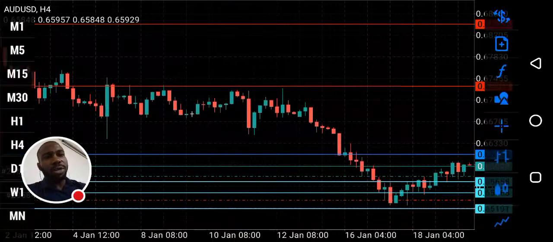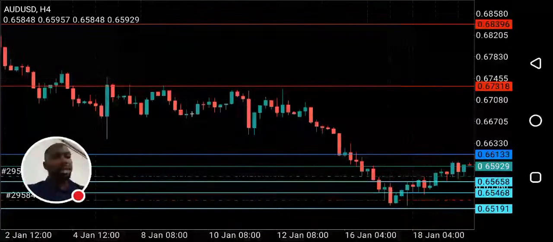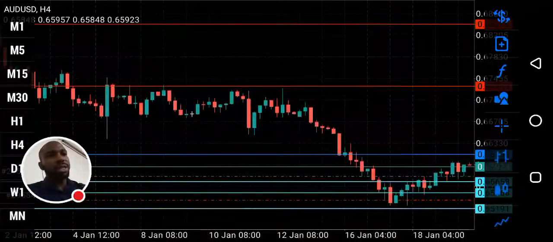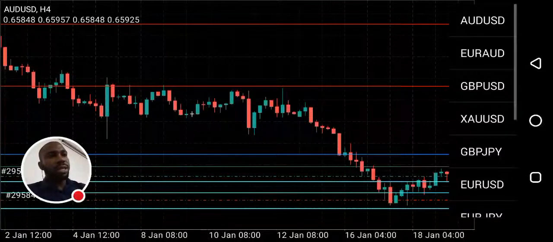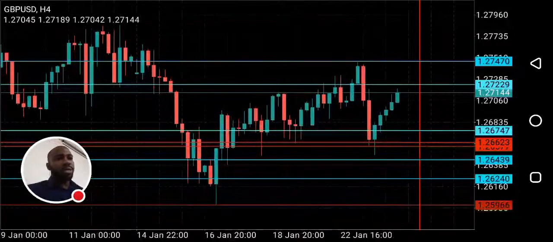Okay, so first we'll be looking at the 7 major currency pairs. Let's start with GBP USD. My bias for GBP USD is bullish.